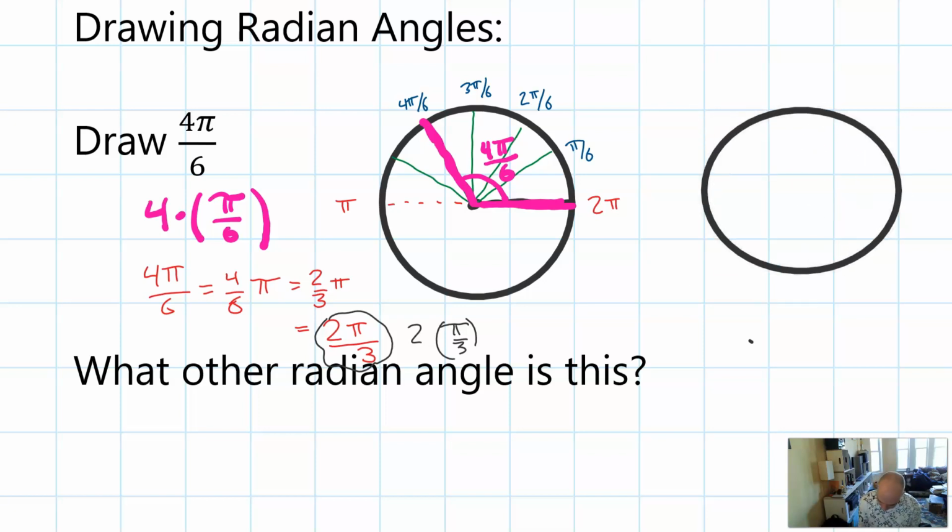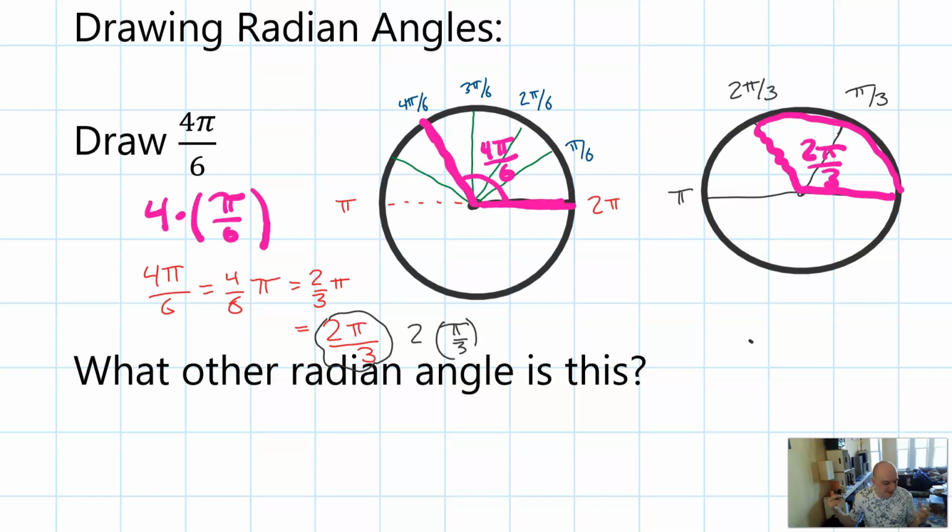I know that's not quite a perfect circle. Here's pi. Split that into 3's. Here's 1 pi over 3, and this is 2 pi over 3. So 2 pi over 3 and 4 pi over 6 are identical radian angles. They're just different names for the same radian angle with a different denominator. So that's a fun thing about radians that you can't do in degrees.